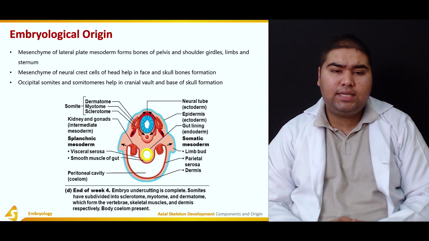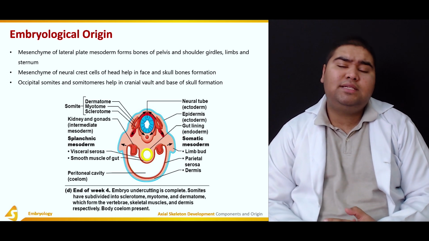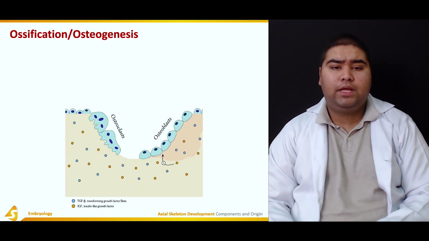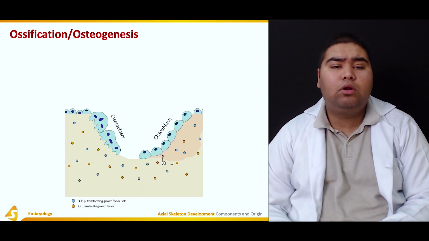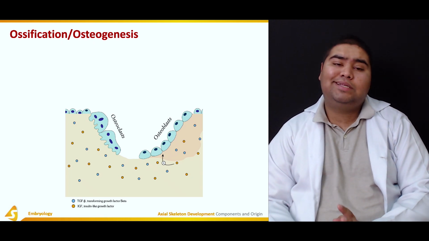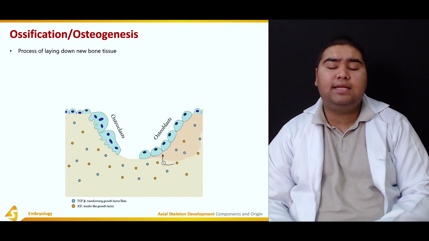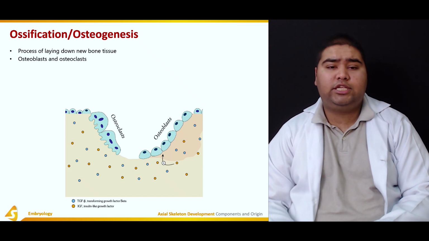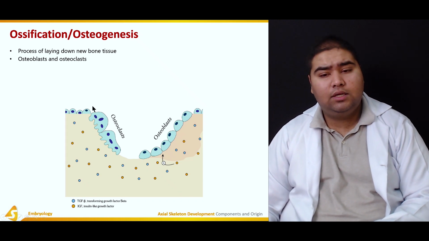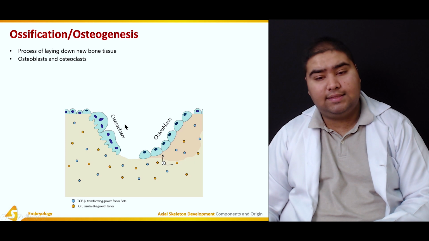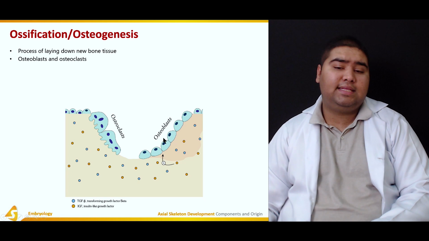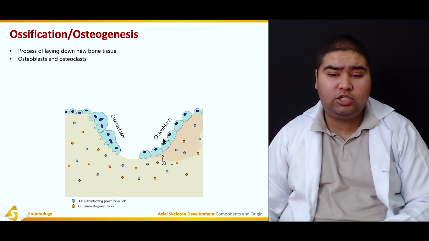There are no easy ways, however, you must repeat it again and again until you're able to memorize it. So now let's take a look at ossification or osteogenesis. What is that? This is the process of laying down of the new bone. It involves two types of cells, the osteoblasts and the osteoclasts. Now, the osteoblasts are the bone forming cells. These are the cells which are responsible for formation of the bone.